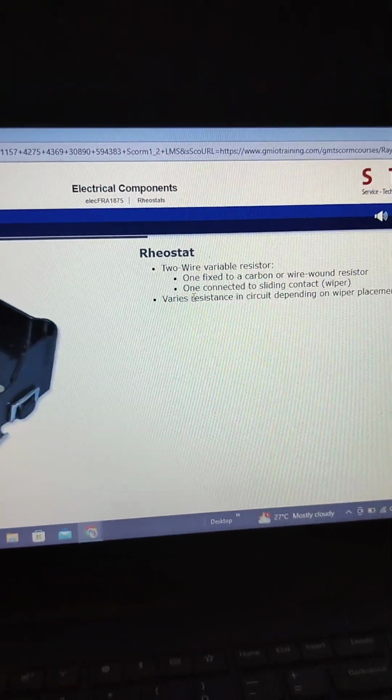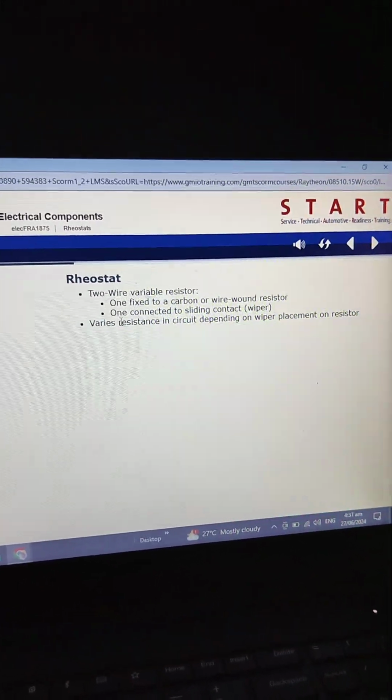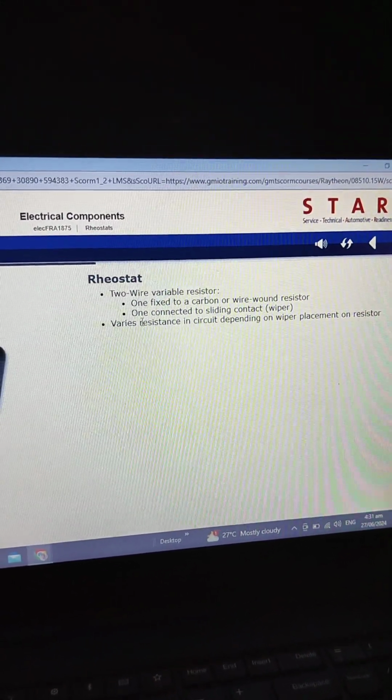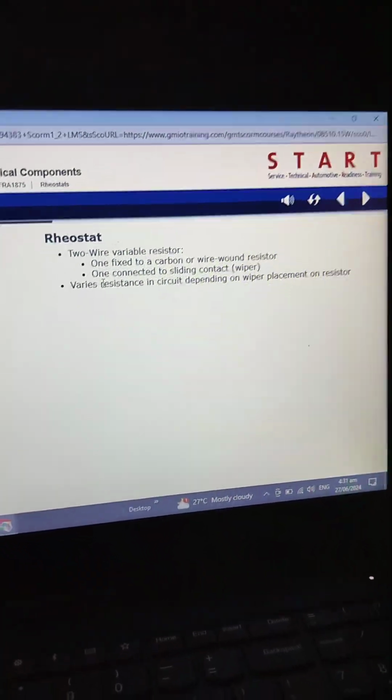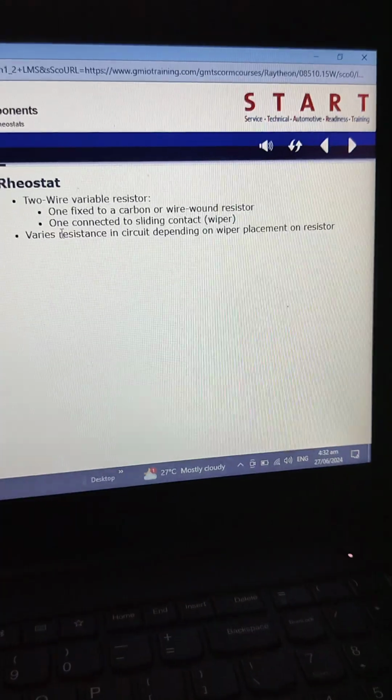Rheostats are two-wire variable resistors. One wire is fixed to a carbon or wire-wound resistor, and the other is connected to a sliding contact called a wiper. Rheostats vary the resistance in the circuit depending on the placement of the wiper on the resistor.